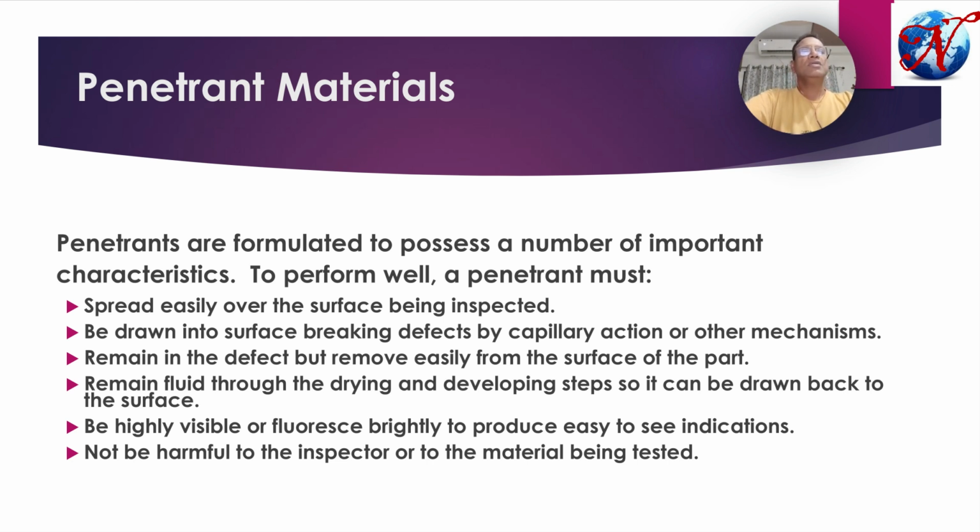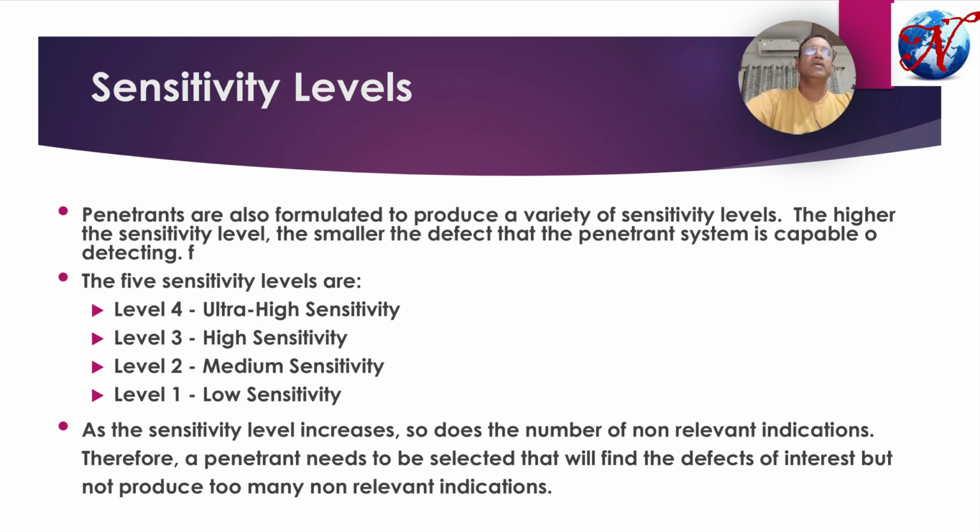If we are talking about the level of sensitivity in liquid penetrant testing, the sensitivity is divided into four levels: 1, 2, 3 and 4. Level 1 is considered a low sensitivity level, level 2 is medium sensitivity, level 3 is high sensitivity, and level 4 is ultra high sensitivity. These levels of sensitivity are only applicable to the fluorescent type of penetrant.